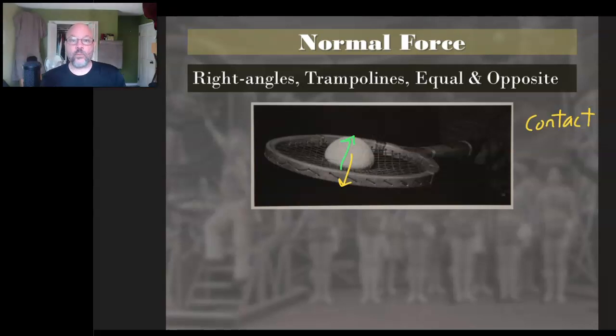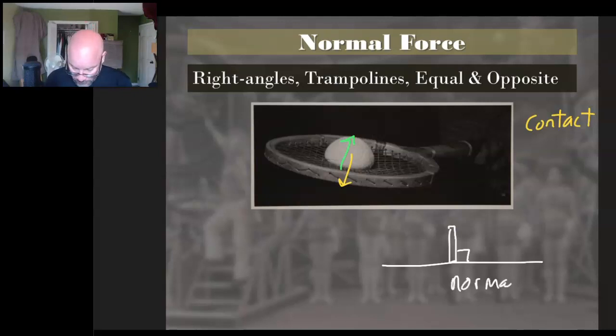Now, the reason we call it normal is a mathematical and a historical one. So here's my table right here. If I set something on the table just like this, and I want that thing to be at 90 degrees, I want it to be a right angle. Another term for a perpendicular right angle is normal.